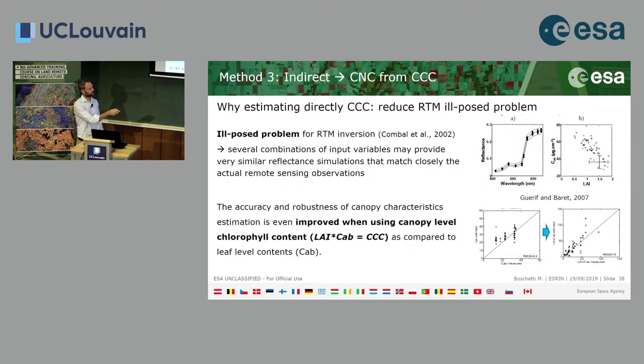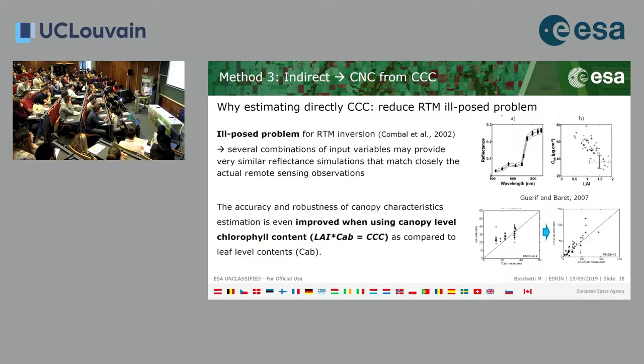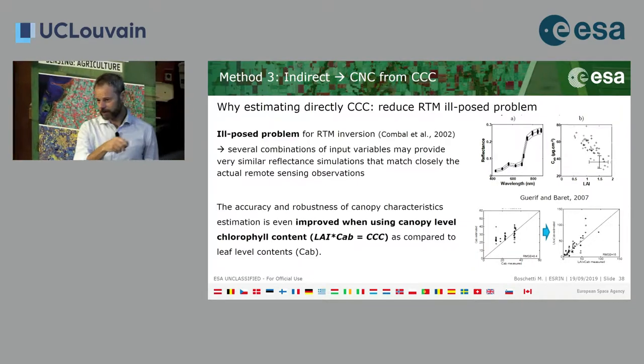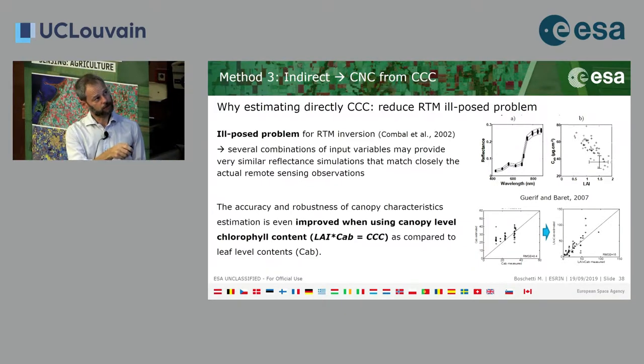So we have the spectra and we want to estimate the variable. But for what is called the ill-posed problem, one of the problems is that different combinations of leaf area index and chlorophyll content generate the same spectral characteristics. So this means that when we invert that, we don't know in which combination we are. One of the ways to minimize this problem is if we pass to canopy level. So instead of estimating the chlorophyll at the leaf level, we can estimate the chlorophyll at canopy level, what is called CCC.